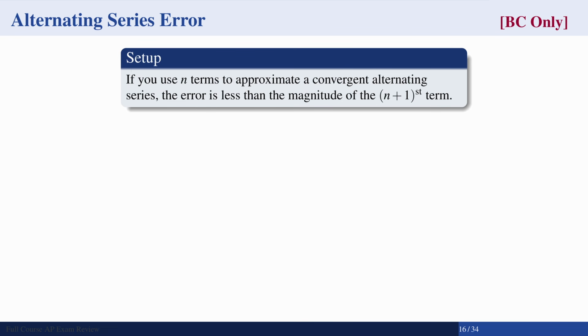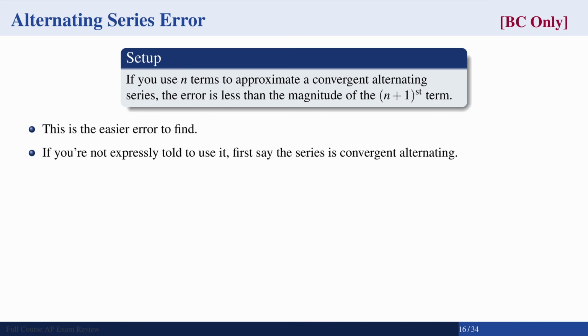The error just says if you use n terms to approximate a convergent alternating series, the error is less than the magnitude, or the absolute value, of the n plus first term. So this is the easier of the 2 types of error that you're going to have to deal with, so you kind of hope that it's an alternating series.